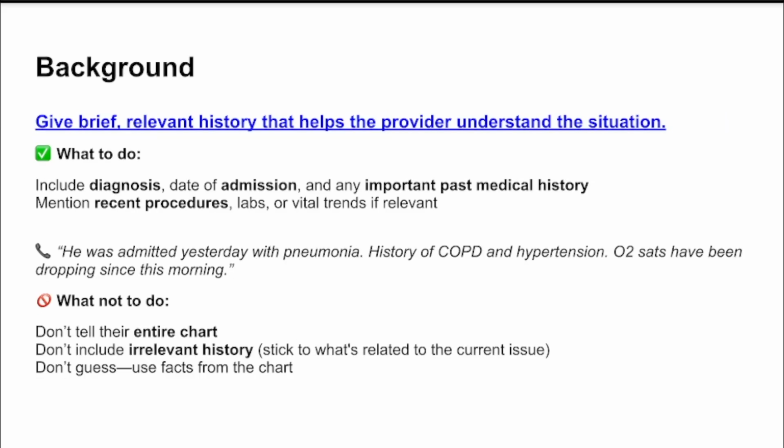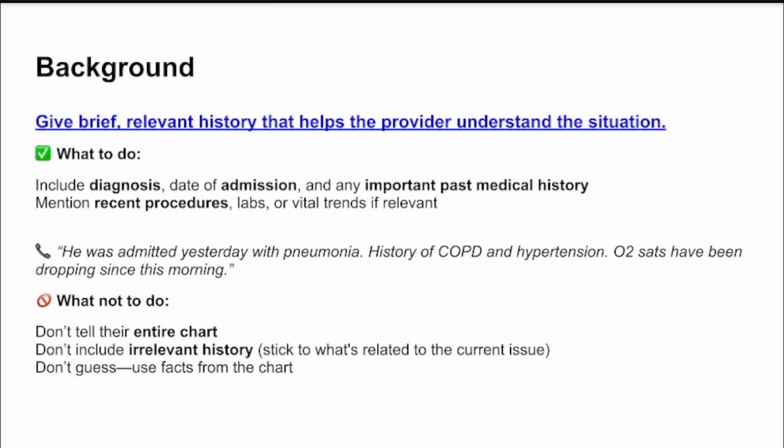Now, background. You're going to give context. Why is this happening? What's relevant about their history? What you want to do is include diagnosis, date of admission, and any important past medical history. Mention recent procedures, labs, or vital trends if they're relevant.